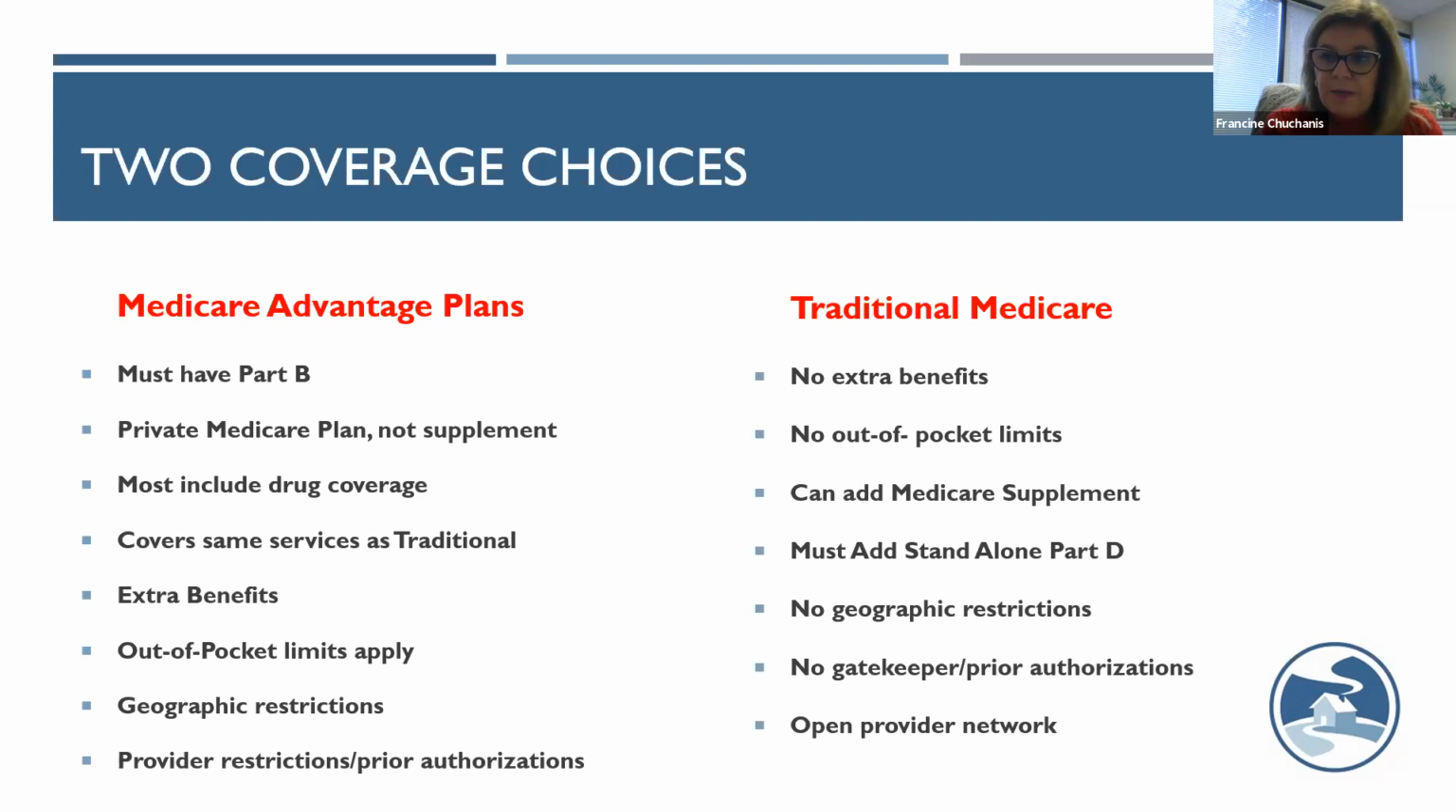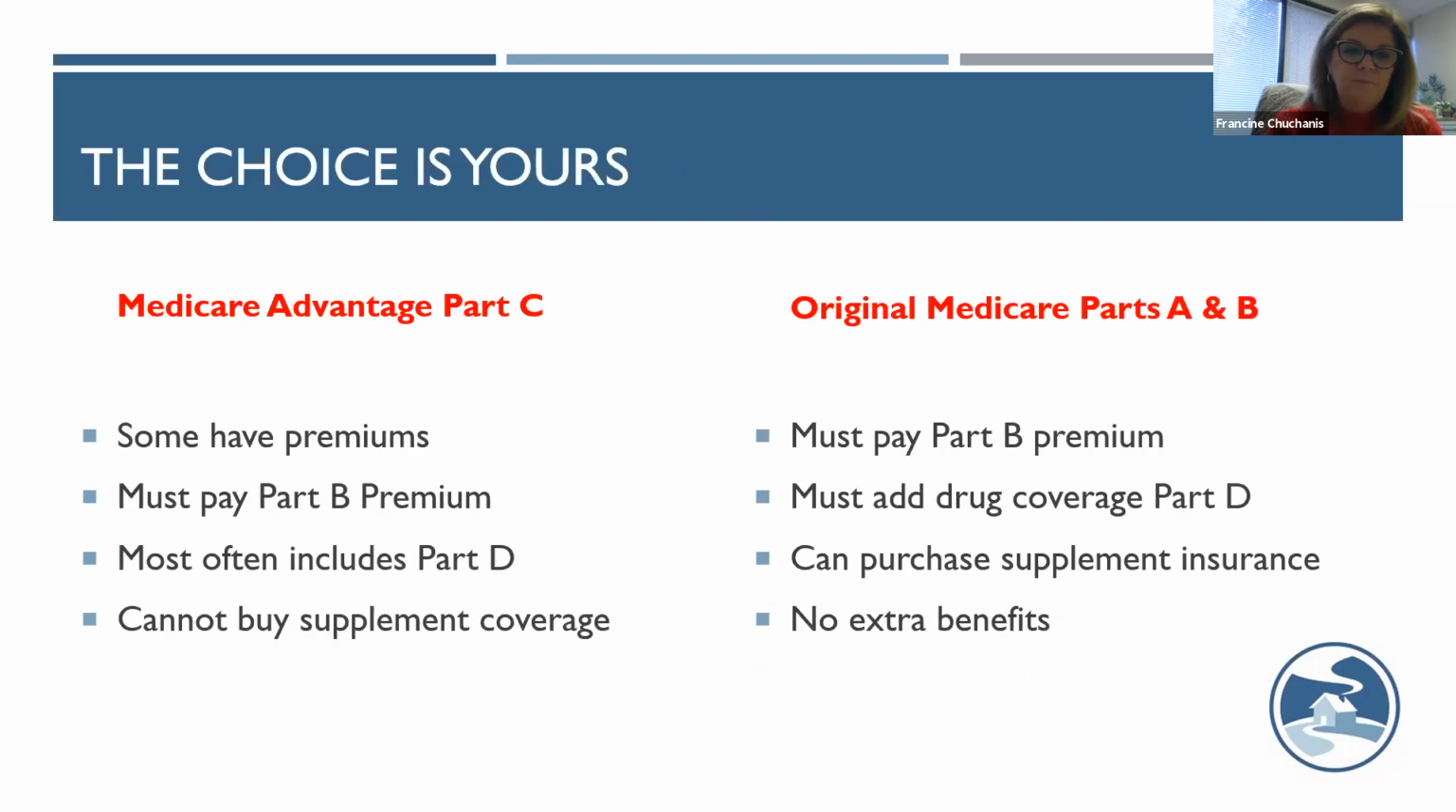However, under traditional Medicare, there are no geographic restrictions to getting care. You can go to any provider in the United States that takes Medicare, and that's important to some people. Also, there is no gatekeeper, or you don't have to wait for prior authorization to get a service covered by Medicare, like you might under a Medicare Advantage plan. So there is an open provider network. So when choosing, the choice is yours.